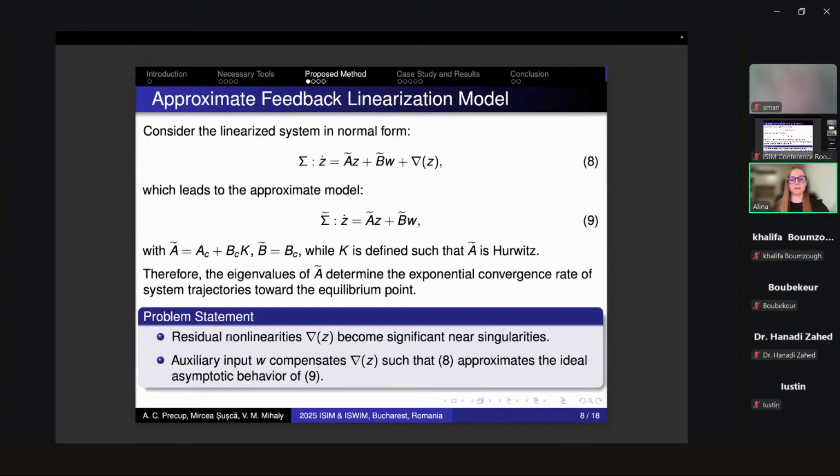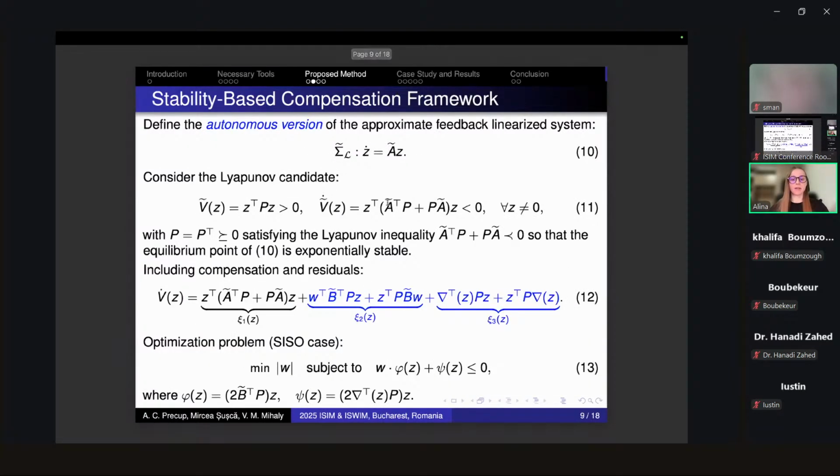The residual nonlinearities can become large near singularities, so we introduce an auxiliary input w that compensates nu of z. The idea is to design w so that the system in 8 behaves as close as possible to the ideal model in 9. To design w, we first look at the autonomous version of the approximate model, where w equals 0. We consider the quadratic Lyapunov function and its derivative as shown in 11.